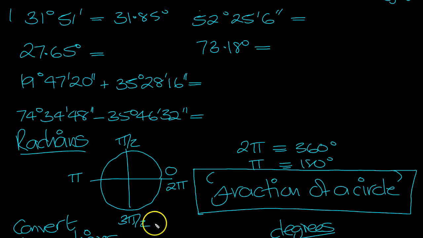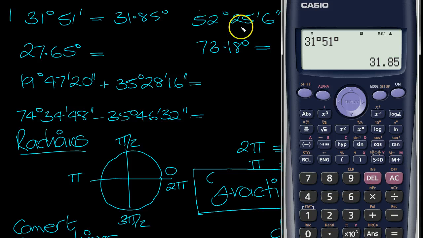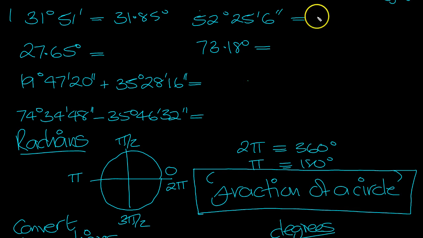31.85 degrees. And then the next one, 52 degrees, 25 minutes, 6 seconds equals, there we go. And then convert that to degrees. We get 52.418 to 3 decimal places.